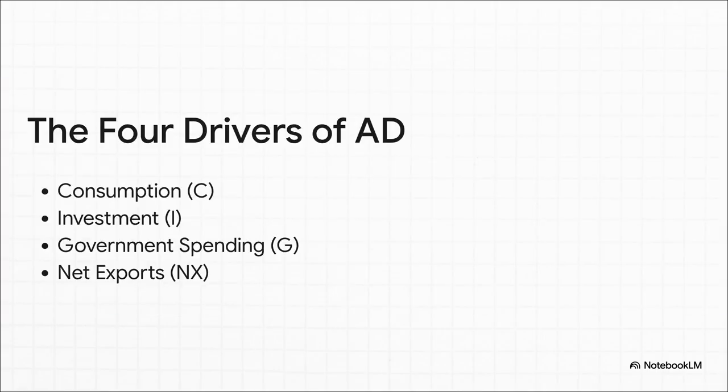Okay, so what can actually shift that whole demand curve? Think of it like four big levers or engines that drive the economy. The biggest one by far is consumption. That's just all of us buying things every day. Then you've got investment, which is businesses spending on new equipment and buildings. Third is government spending, which is pretty self-explanatory. And finally, net exports, which is just what we sell to the world minus what we buy from it. If any one of these levers gets pulled, the entire demand for the economy can change.